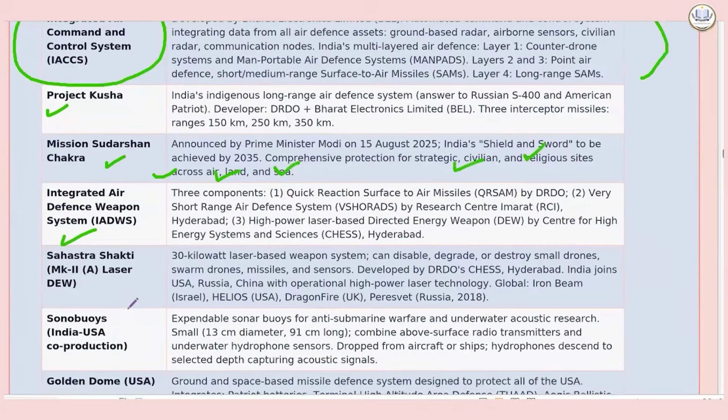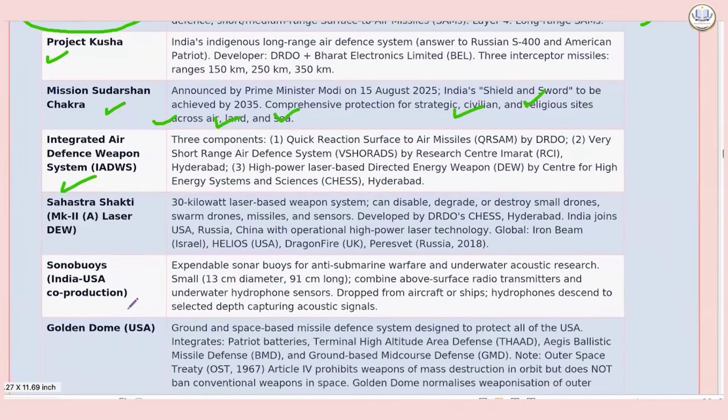And we have the integrated air defense weapon system. There are 3 components. One is the quick reaction surface-to-air missile, QRSAM, by DRDO. Then the very short range air defense system by Research Centre Imarat, RCI, Hyderabad. Then we have a high power laser based directed energy weapon by the Centre for High Energy Systems and Sciences, Hyderabad.